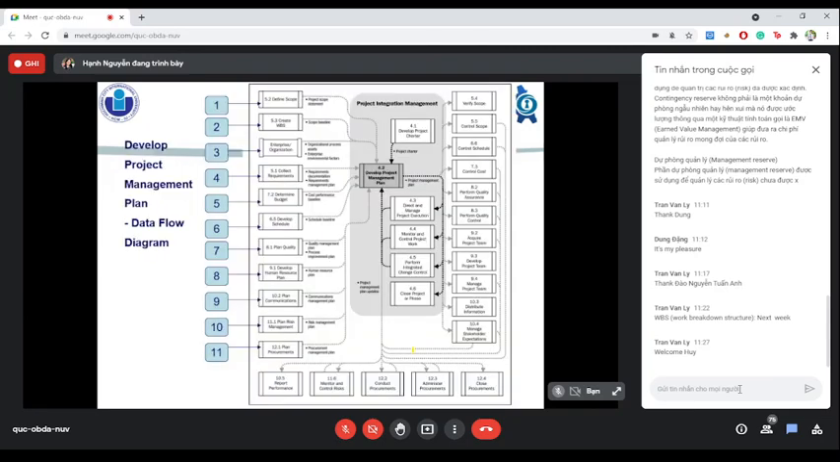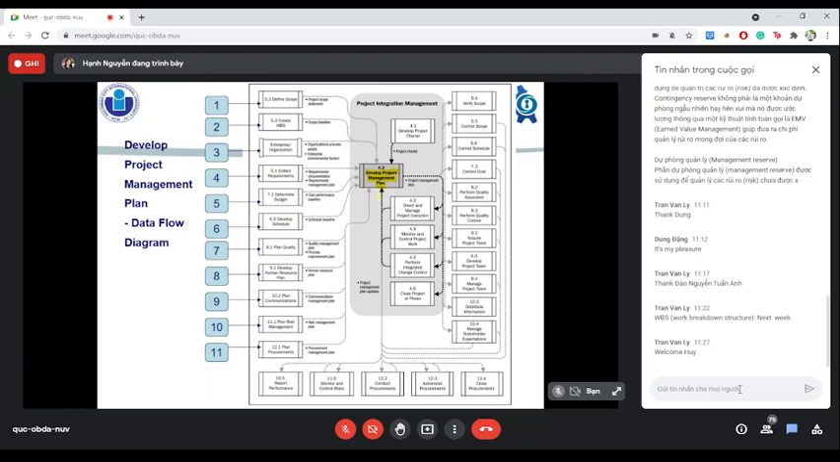The first process in the planning process is the develop project management plan process. What is develop project management plan? That is the process of documenting the actions necessary to define, prepare, integrate, and coordinate all subsidiary plans. The project management plan becomes the primary source of information for how the project will be planned, executed, monitored and controlled, and finally closed.